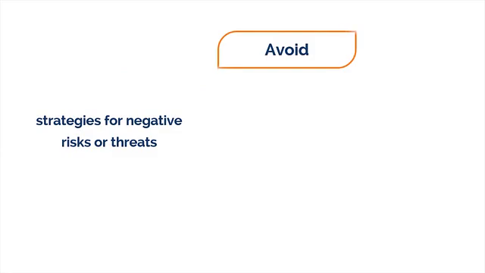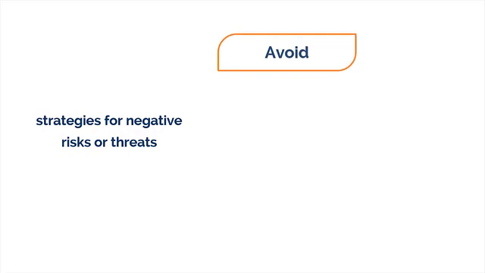Avoid. This strategy involves changing the project management plan to eliminate the threat entirely. The project manager needs either to isolate the project objectives from the risk's impact or to change the endangered objective. Some examples of this include changing the project scope, removing the requirements, or the most radical would be shutting down the project.